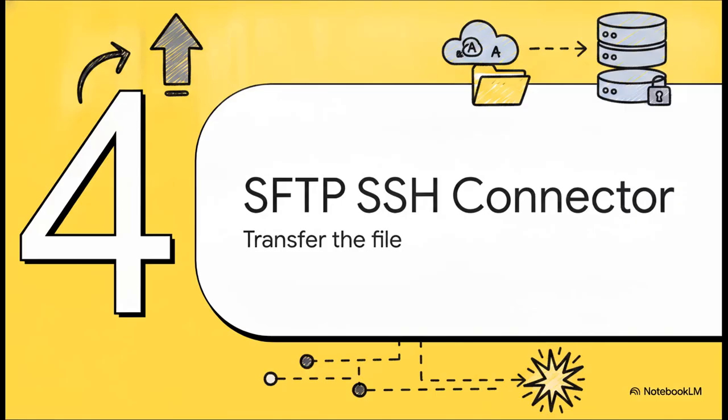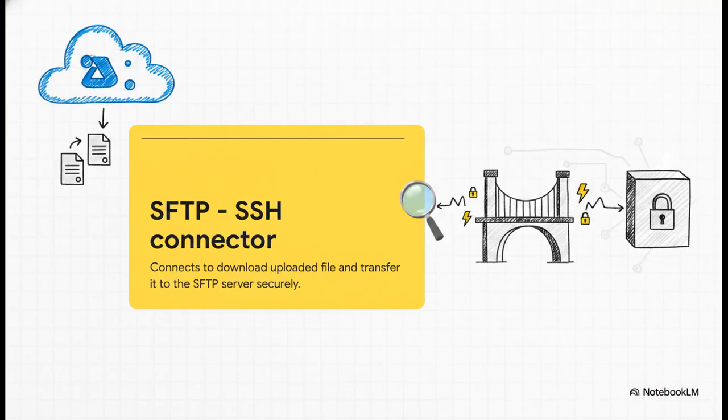Which brings us to the main event, section 4, the SFTP SSH connector. So what is this thing? Well, the SFTP SSH connector is literally the bridge between your cloud storage and your destination. It securely takes that file content we just fetched from Azure Blob Storage and transfers it over to the SFTP server. It completely handles all that heavy lifting of the secure transfer, entirely behind the scenes. It's a real game changer.